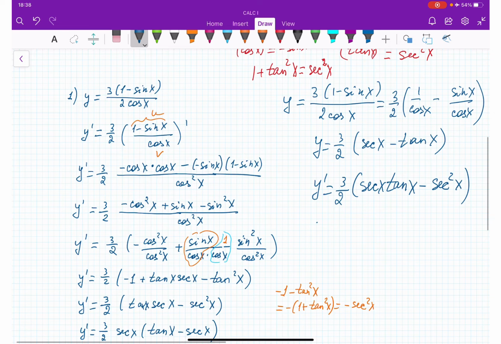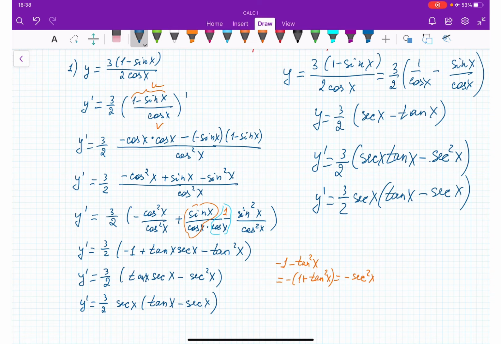So from here, y prime is equal to 3 over 2. I'm taking out secant, and I'm getting tangent x minus secant x. And that's all. Now you tell me. I was going to do a multiplication, but I saw and I figured out that I can go even without multiplication. Just break down these terms and just take derivatives. It's subtraction. Even easier than I was thinking. Okay.